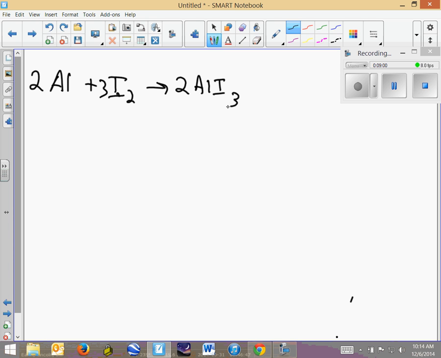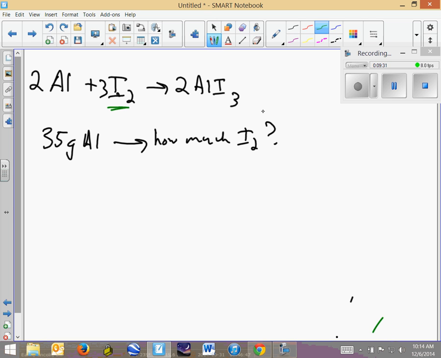Let's say, for instance, iodine's kind of an expensive element to use, so I want to know exactly how much I need for this reaction. So say I have 35 grams of aluminum. I want to know how much I2 do I need to react with it? Because I have 35 grams of this, and I want to know how much I2, this iodine, do I need to react with all of the aluminum and use it all the way up?